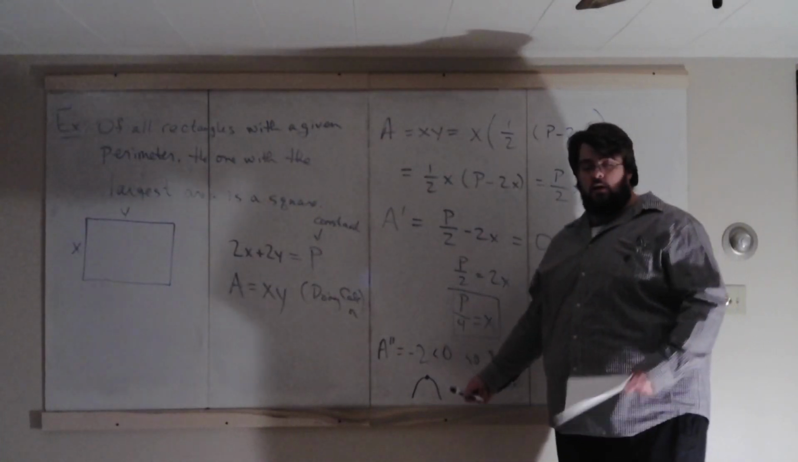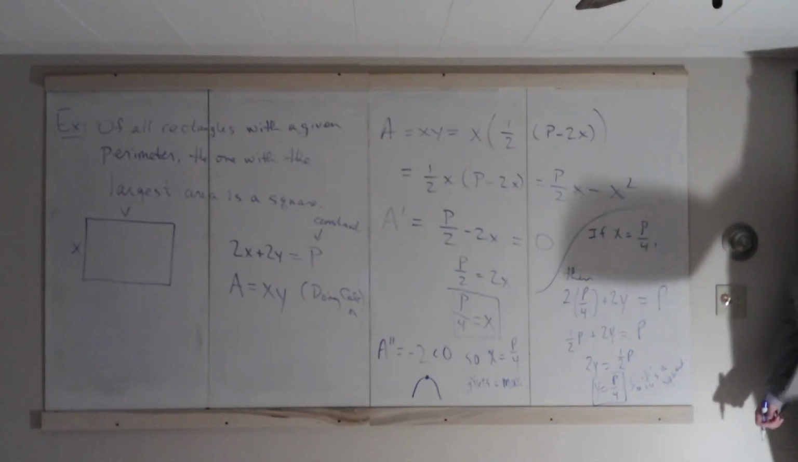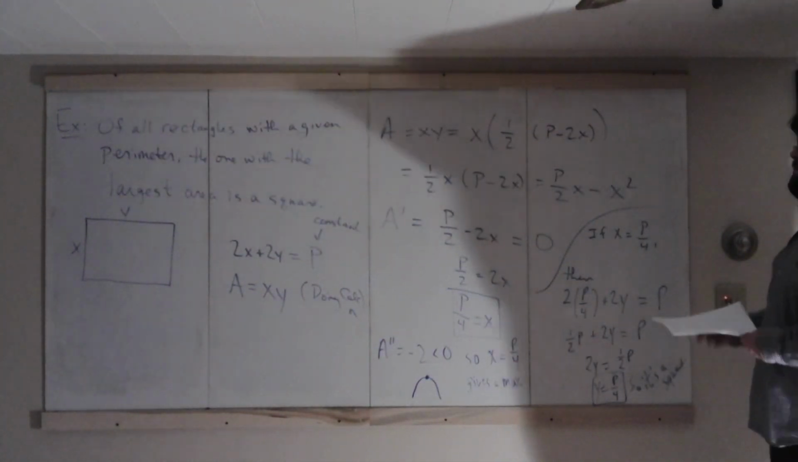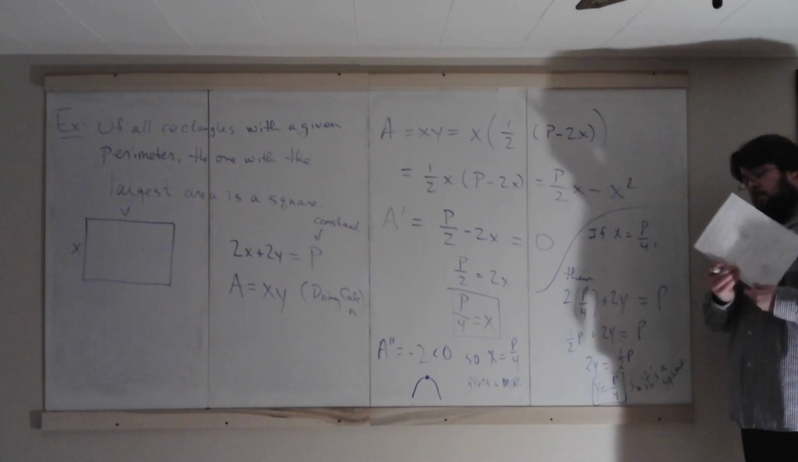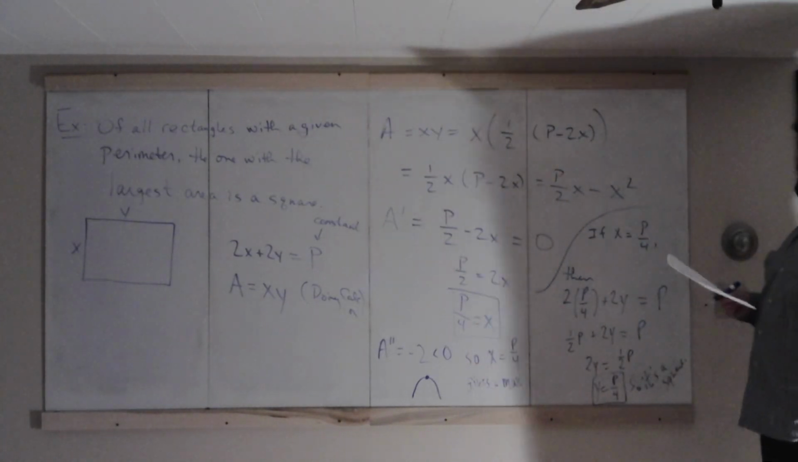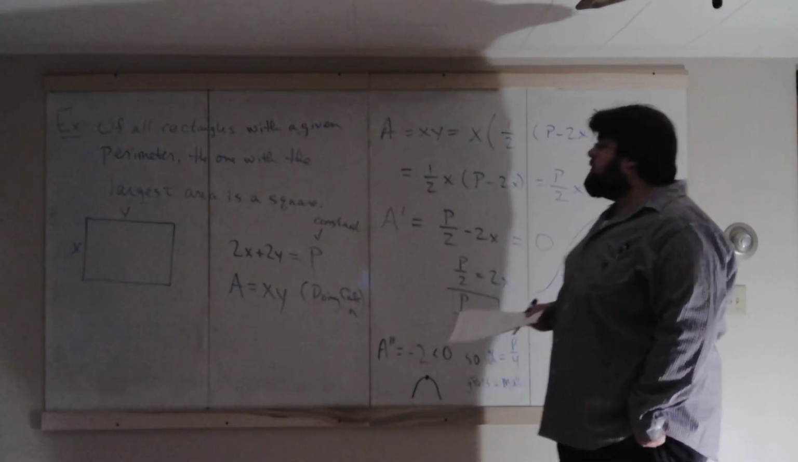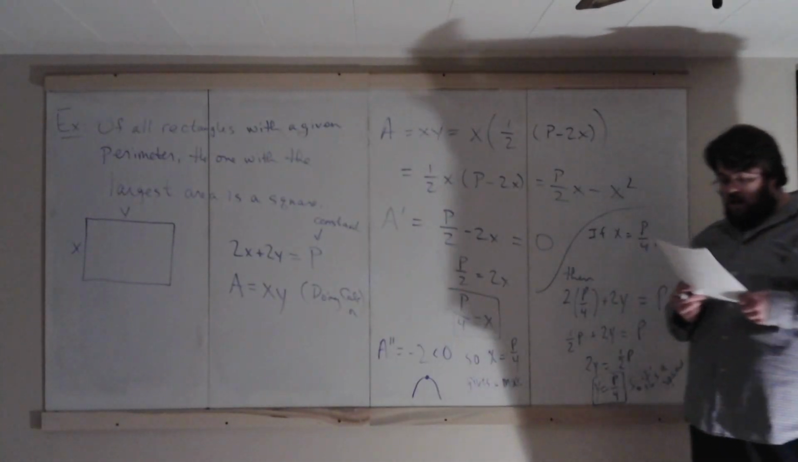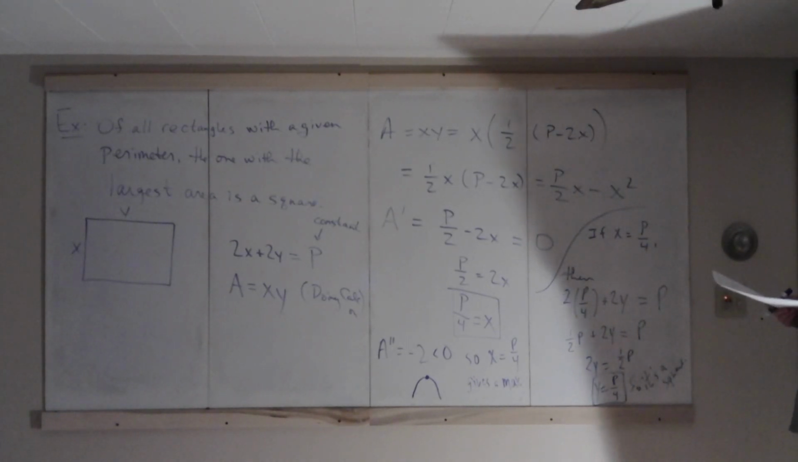When the area is maximized, it's a square. So here, p is a constant was the key observation. There's a parallel example of all rectangles in a given area. The one with the smallest perimeter is a square. So that flips it around and says area is your constant and p is the function doing calculus on. You should try that. It's quite similar to this.